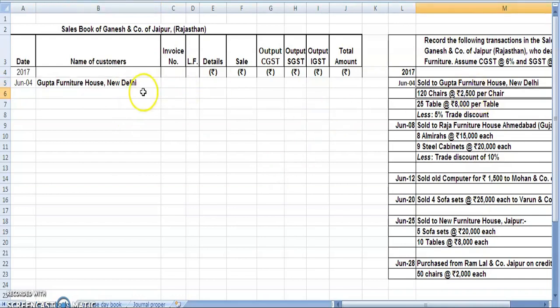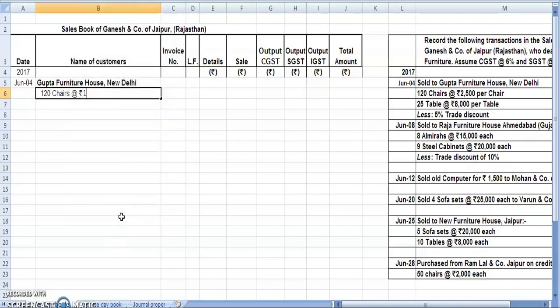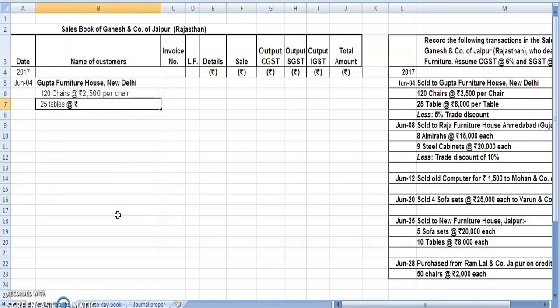120 chairs of 2500 per chair. Okay. So we'll write here 120 chairs at the rate 2500 per chair. Second detail, 25 tables at the rate 8000 per table. Okay, 25 tables at the rate 8000 per table.